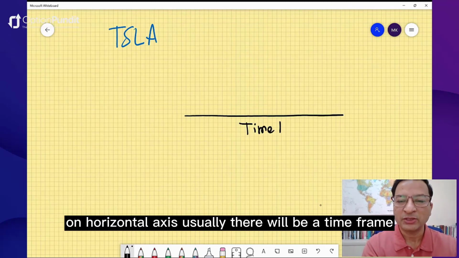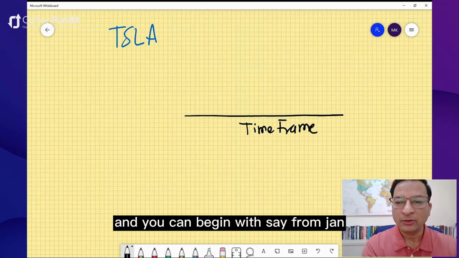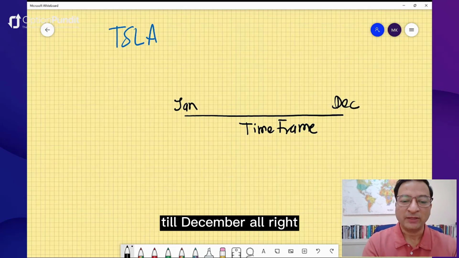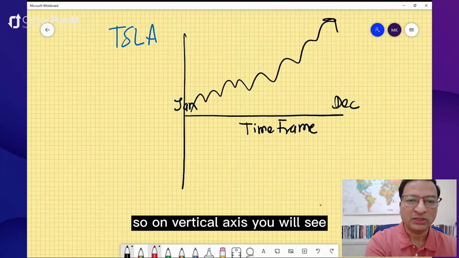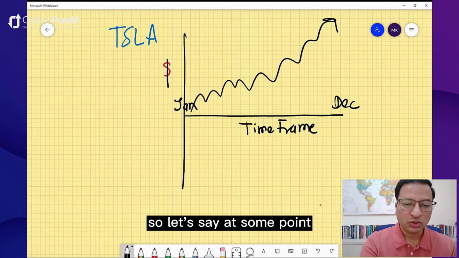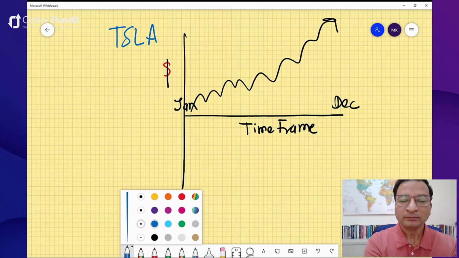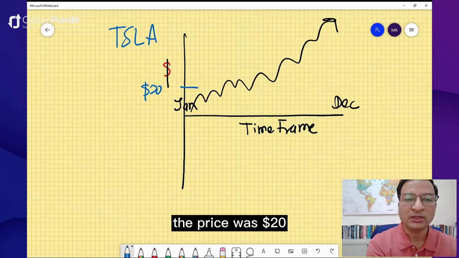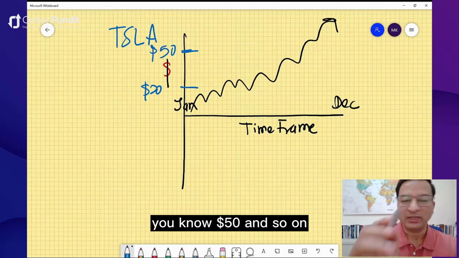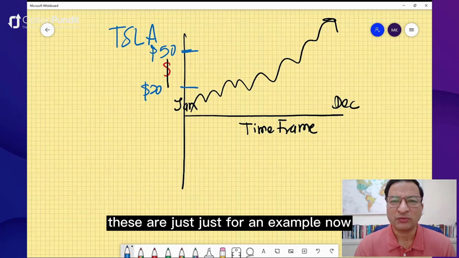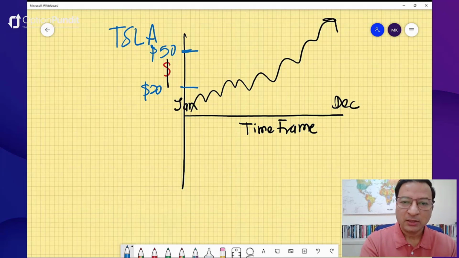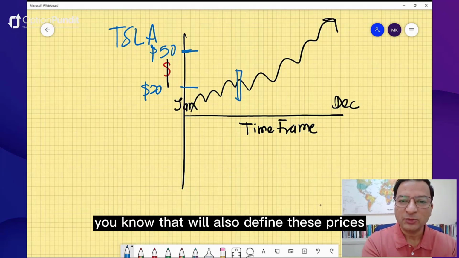On the horizontal axis, usually there will be a time frame, and you can begin with, say, January till December. On the vertical axis, you will see a dollar sign, and this shows you what the price was. So let's say at some point the price was $20, and at some points the price was, say, $50 and so on. These are just for an example. Now, how these prices are being displayed will also define these prices.